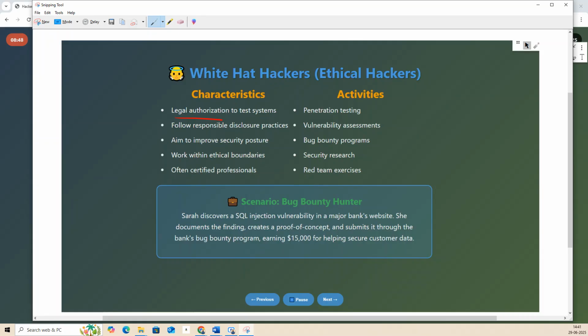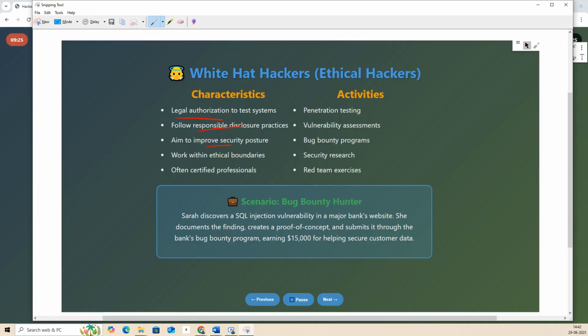So they have the legal authorization. They are not breaking into systems illegally. They are hired to do it. They follow responsible disclosure practice, which means when they find vulnerabilities, they report them privately to the organization first, giving them time to fix the issue before going public. Their ultimate goal is to improve security. They are like a locksmith who tests your locks to make sure they actually work.